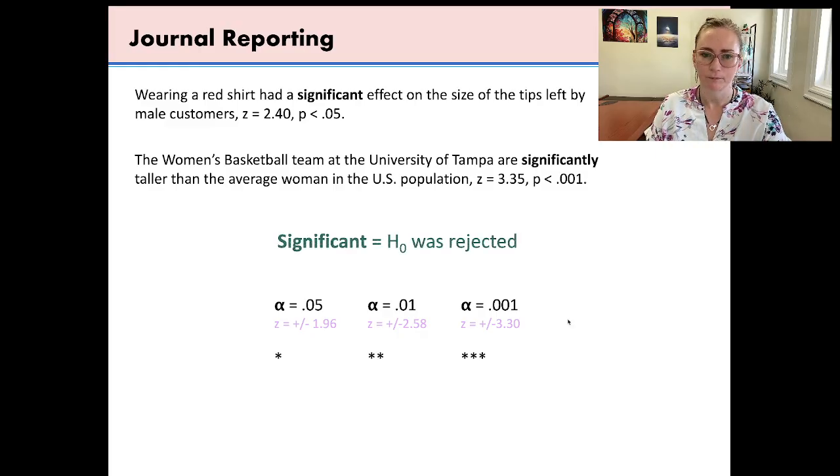Right, so significant means that the null hypothesis was rejected. This is what we want. If we don't want to commit a type 1 error, then we go with a more strict alpha level, like 1%.